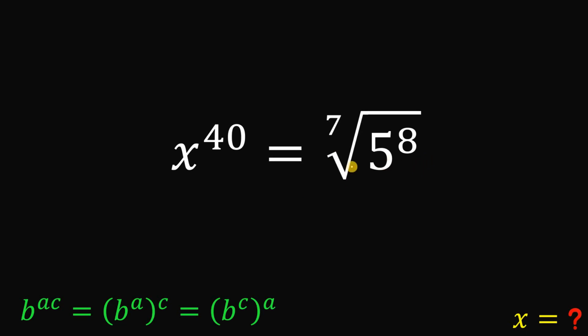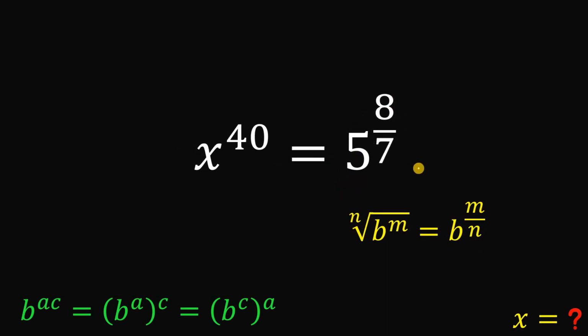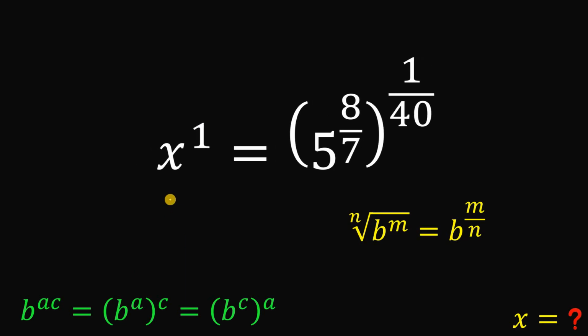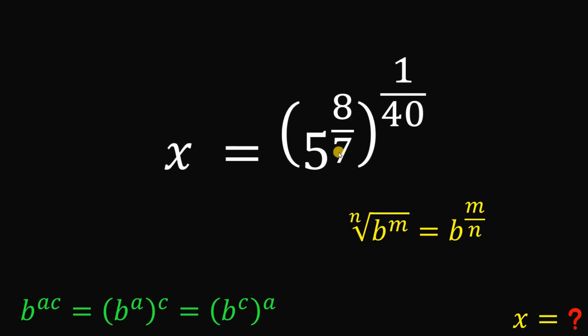To solve for the value of x, we're going to rewrite this expression. Take note, when we have the nth root of b raised to the power of m, we can rewrite this as b raised to the power of m over n. So the right-hand side, we can rewrite as 5 raised to the power of 8 over 7. Finally, to solve for x, let's raise both sides to the power of 1 over 40, because we have 40 over 1 multiplied by 1 over 40. This will give us x raised to the power of 1, and x raised to the power of 1 is just x.